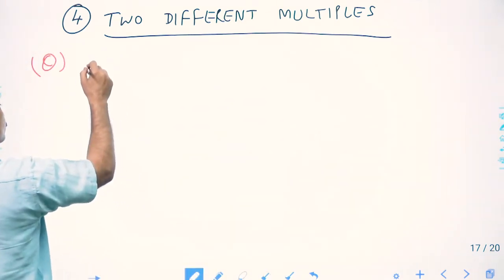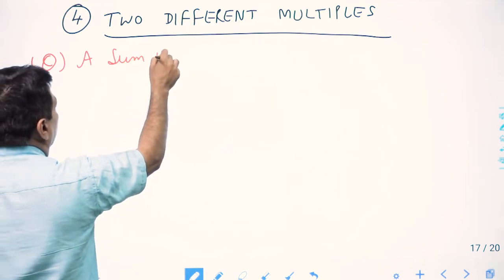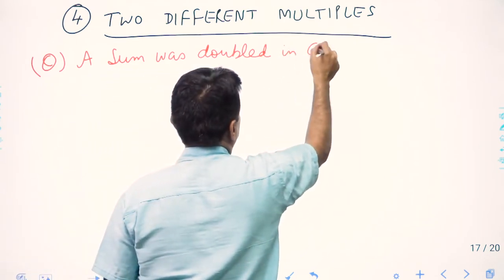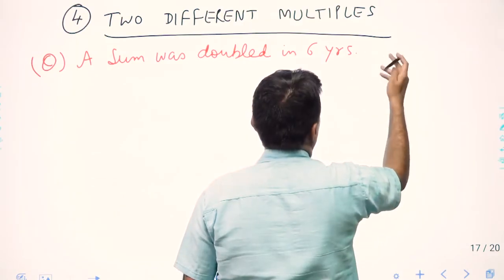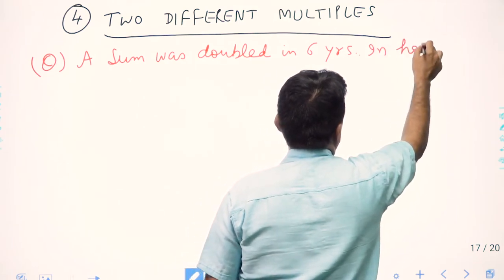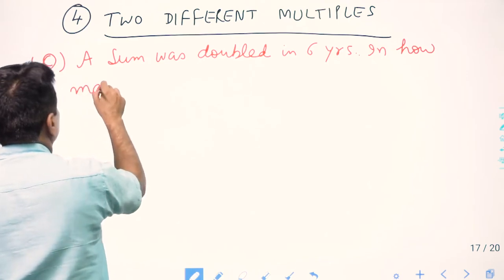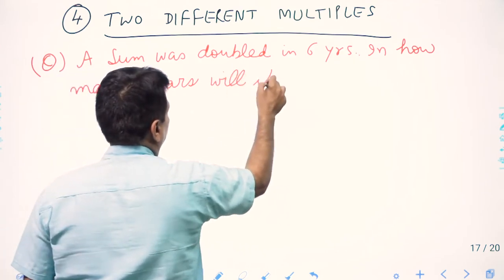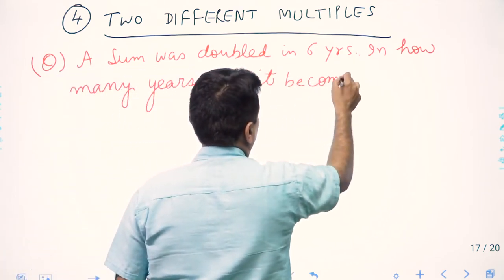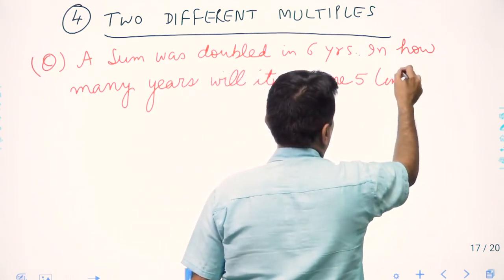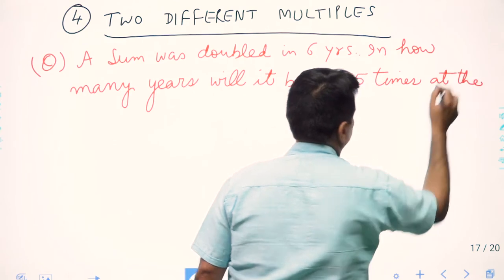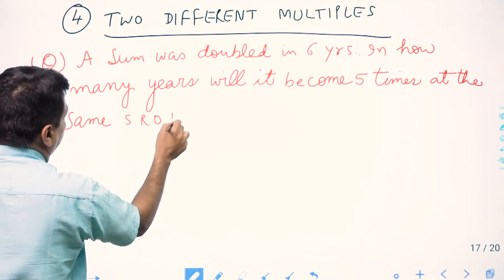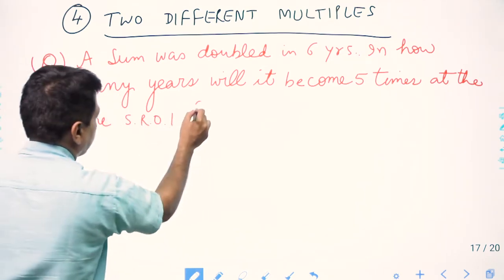Suppose a sum was doubled in 6 years. In how many years will it become 5 times at the same simple rate of interest? Now this is a question.